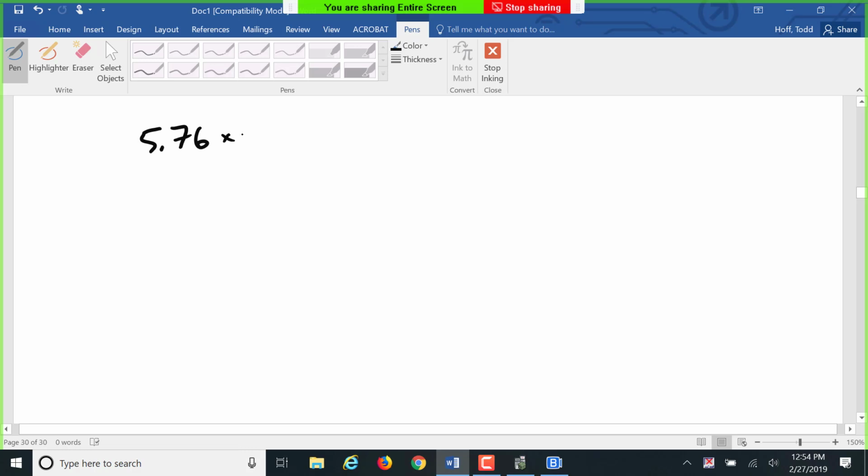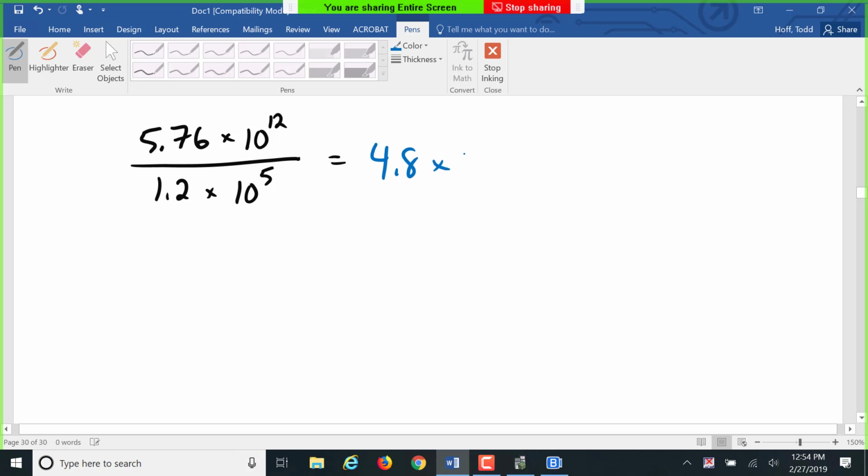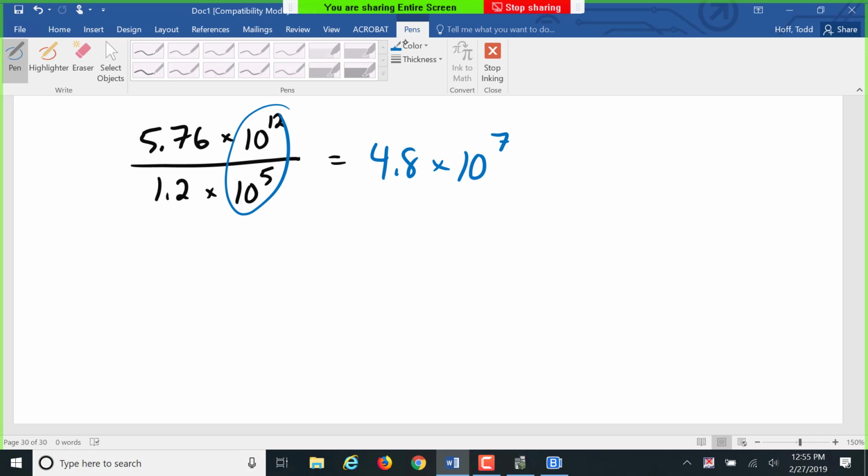5.76 times 10 to the 12th divided by 1.2 times 10 to the 5th. We combine the counts. What is 5.76 divided by 1.2? 4.8. Very good. Times 10 to the 7th. Very good. 10 to the 12th divided by 10 to the 5th. When we divide exponents, we subtract powers. So 12 minus 5 is 7.